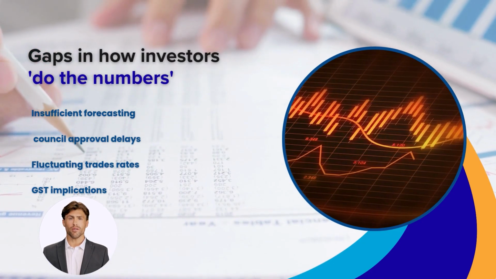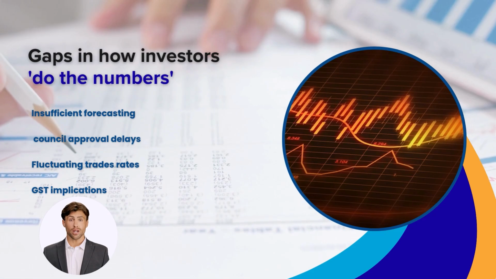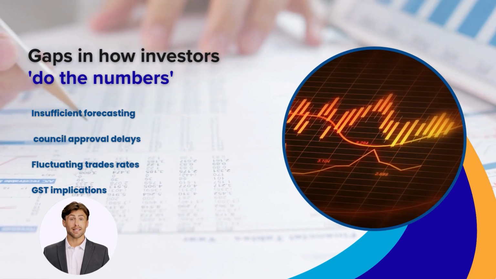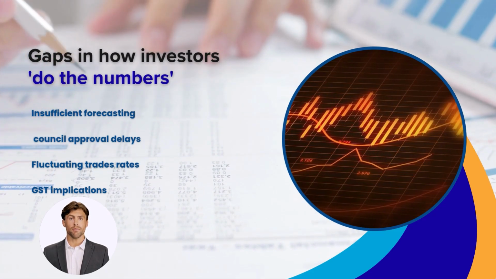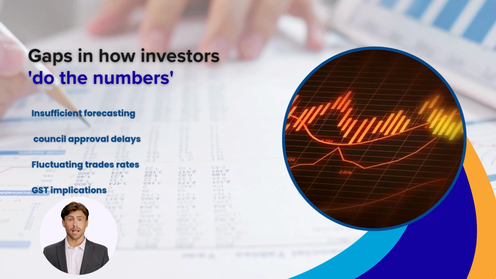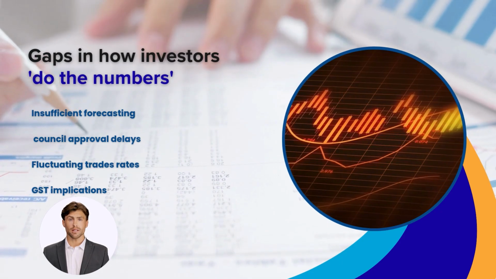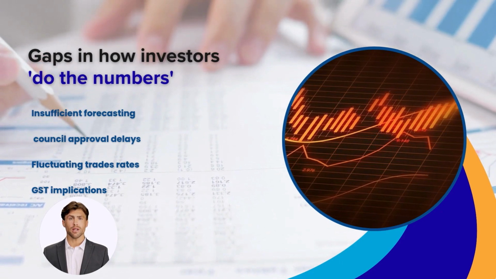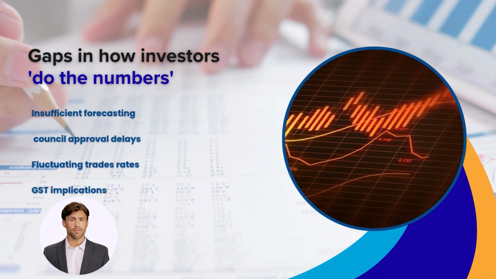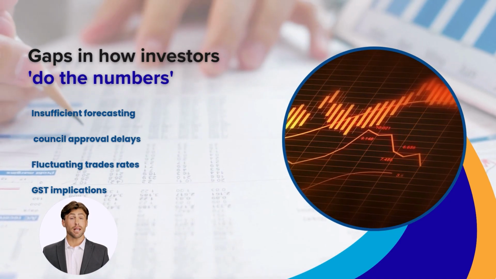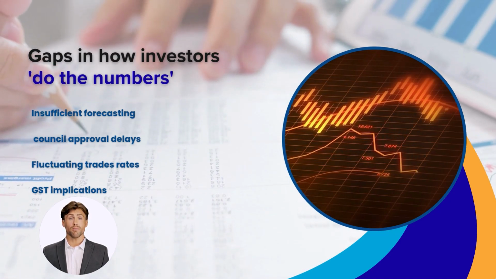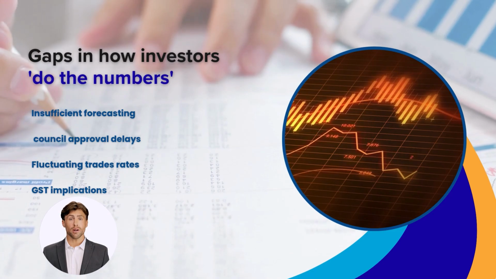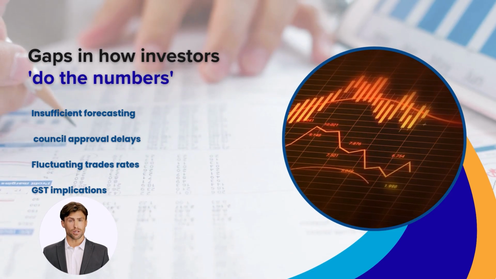Australian residential developments often run into cost overruns due to insufficient forecasting. Issues like council approval delays, fluctuating trades rates, and GST implications are often underestimated. Many developments fail not because of poor property selection, but because of unrealistic budgeting assumptions.